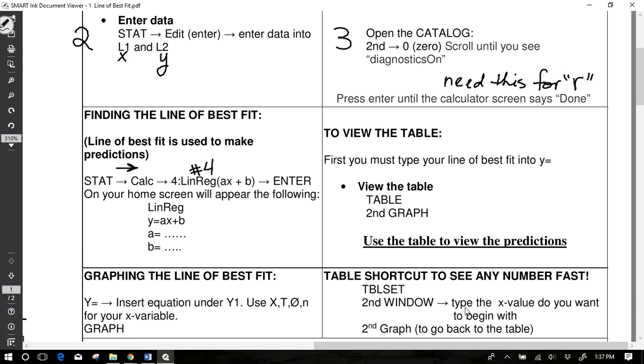You can view your graph on a table. The reason that you need to know how to do this is because the table is where we go to view our predictions. And then sometimes you might want to look at the picture of the line of best fit. So to do that, we would press y equals and then type in our equation. In order to view the table, you also have to first type the equation into y equals. And so y equals is a physical button that we hit on our calculator.